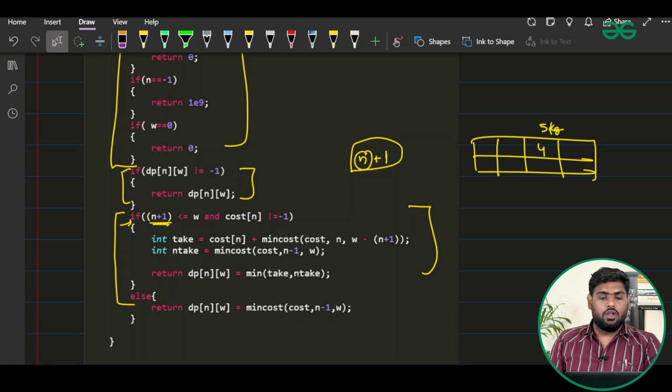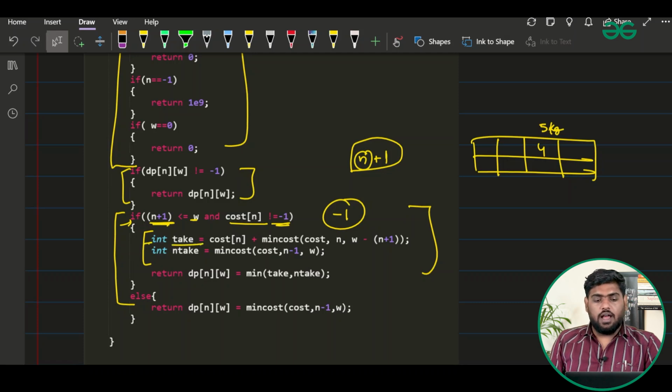Right? So if n plus 1 is less than or equal to W, where W is my capacity, so that I can take the element, and the cost is not equal to minus 1, because it is mentioned in the question that if the packet is unavailable, it will be marked as minus 1. Okay, if these two things are satisfied, then we are going to be making two choices.